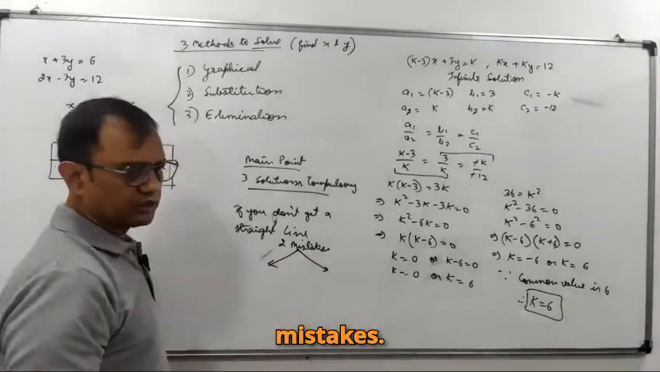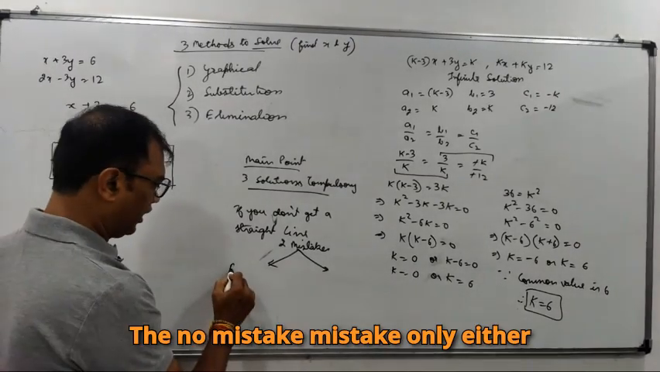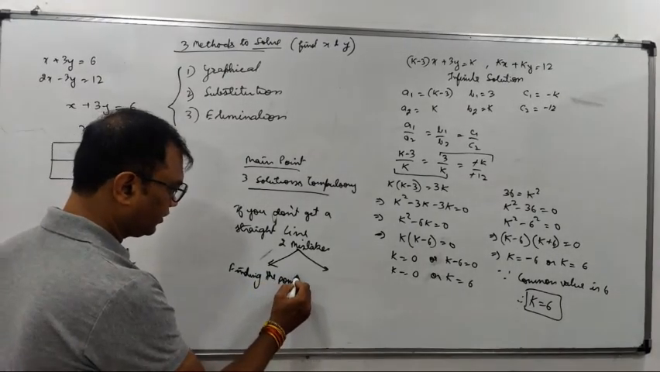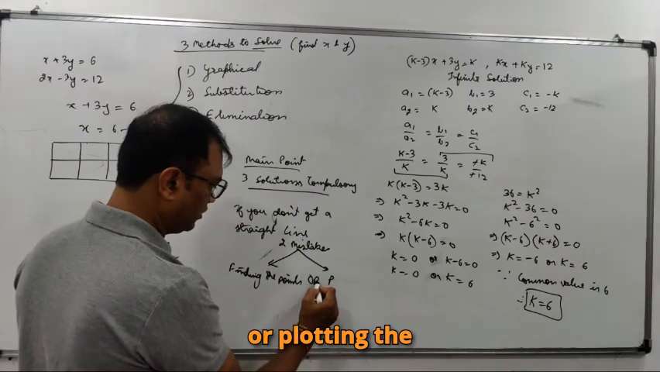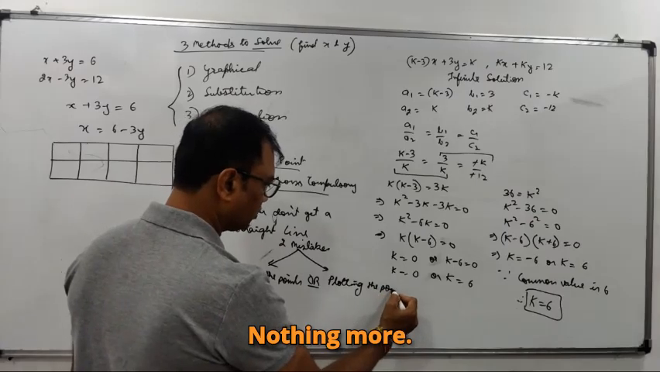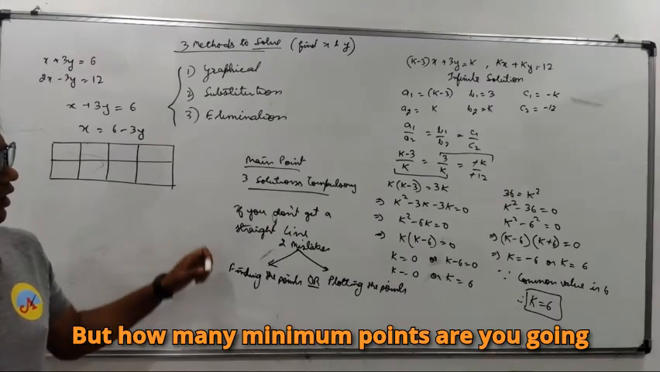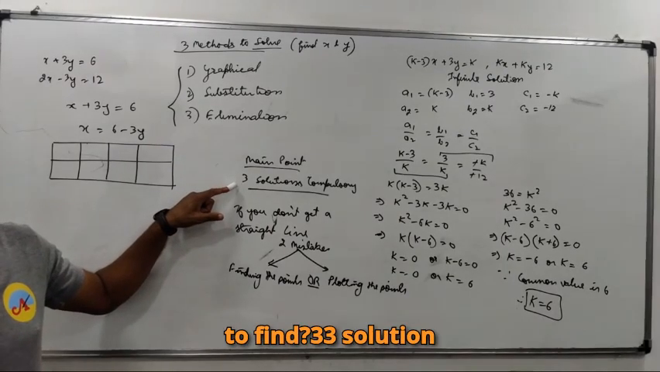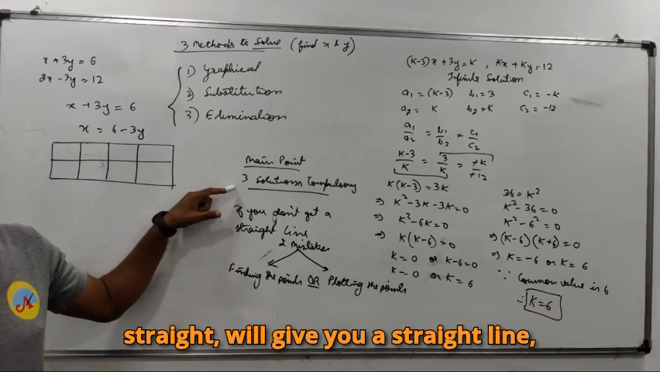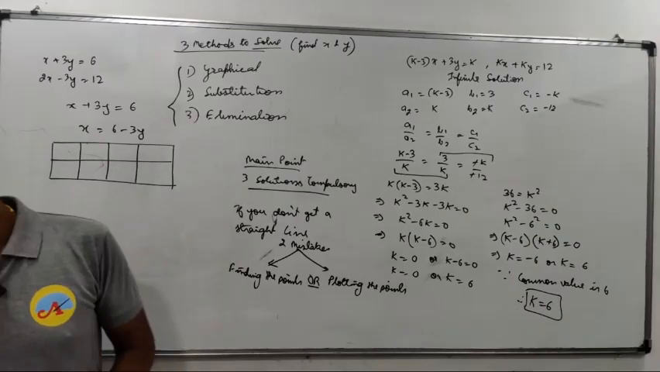Then I should not have to be told, 'Sir, what is the mistake, my straight line is not coming.' Understand that one of these two mistakes will be there, either finding the points or plotting the points, nothing more. But how many minimum points are you going to find? Three solutions. Because two solutions will give you a straight line, but whether it is right or wrong, you won't know. Okay?